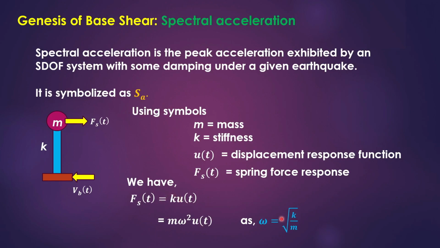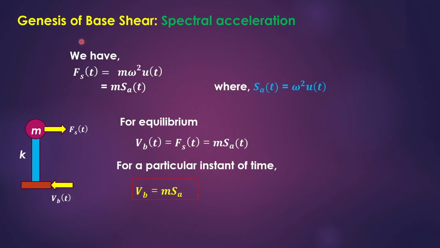But k can be substituted from this expression. Omega, the angular frequency of a vibrating system, is given by root of k by m. So if you take k out, you get k equal to m omega square. So we are substituting this k in this equation by m omega square. So Fs(t), the spring force, becomes m omega square u(t). So we go with this further and substitute this omega square u(t) by a new parameter Sa(t), and this is the spectral acceleration with respect to time, it is changing. So substituting this, we get Fs(t), the spring force, equal to mass times spectral acceleration.